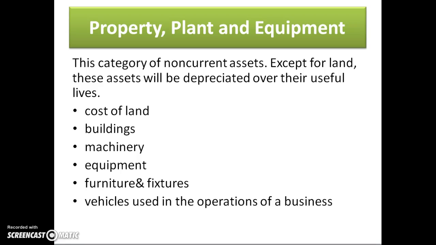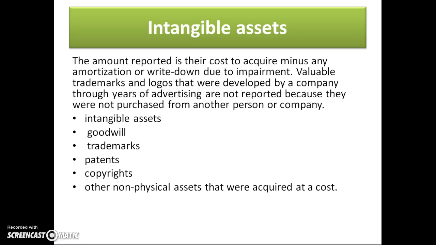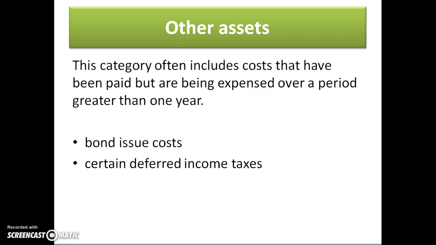Of course, most folks are familiar with the idea of property, plant, and equipment because it consists of costs of land, buildings, machinery, equipment, furniture and fixtures, and vehicles used in the operation of business. Finally, we look at our intangible assets, which are things that you can't touch, but are nonetheless assets of the company. They would be considered things like goodwill, trademarks, patents, copyrights, and other non-physical assets acquired at a cost. And finally, our other assets consist of things like bond issue costs and certain deferred income taxes.